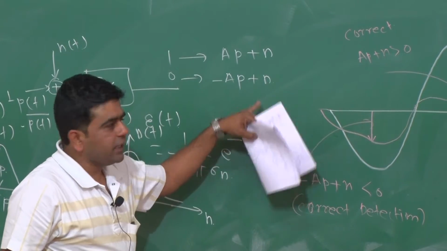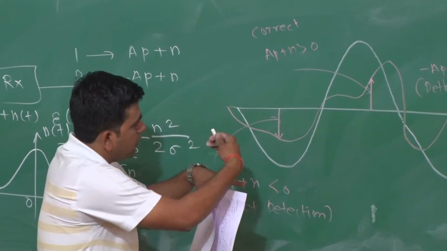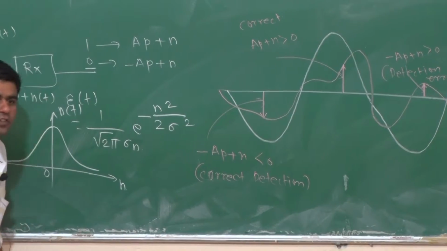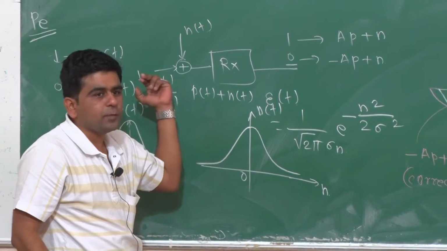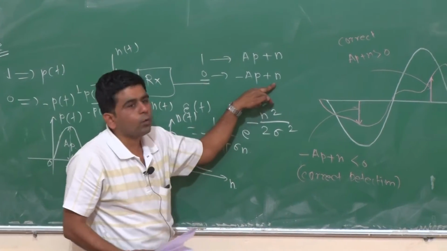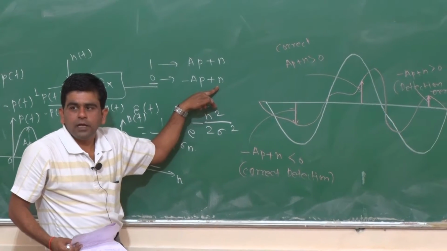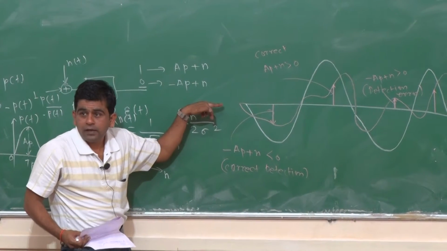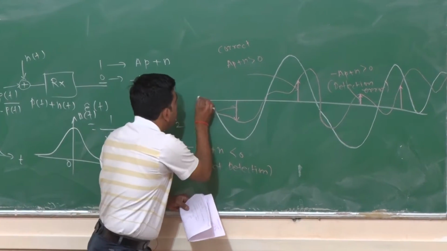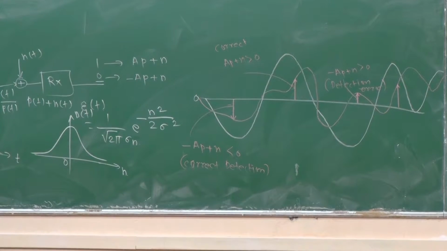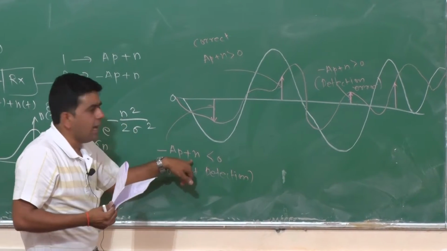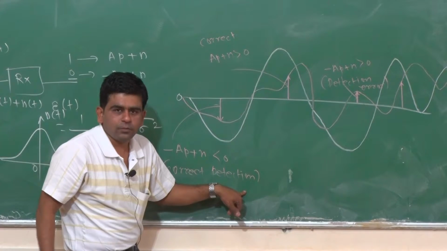Here we will get a correct detection. For this one, the signal level gets shifted to minus AP plus N. Actually 0 is transmitted from your transmitter, so this level should show as minus AP. This noise is going to add plus N to your received signal, which is a 0. This level gets shifted, but it is still below the 0. So your system correctly senses this minus AP plus N, which is less than 0, as a 0. So this is a correct detection.